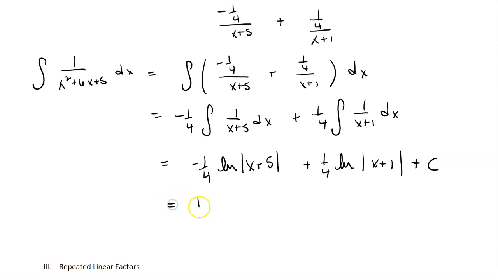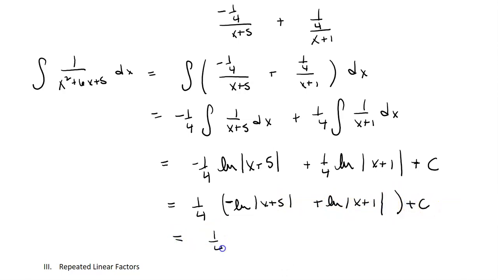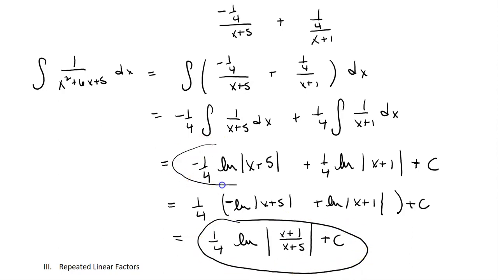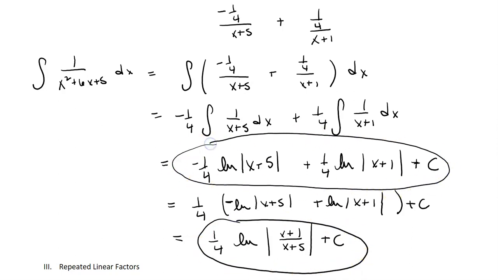You'll see a lot of people will factor and do a little bit of work on this. So they might factor out the 1/4 and make this negative natural log of the absolute value of x plus 5 plus the natural log of the absolute value of x plus 1. And then they might collapse those logarithms to be x plus 1 over x plus 5. And you may even see some people bring this in and make it the 4th root. I tend to stop here. If you stopped here, that would be perfectly fine also. WebAssign should accept that answer, and I would accept that answer.